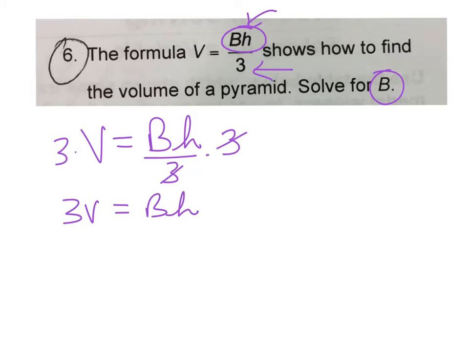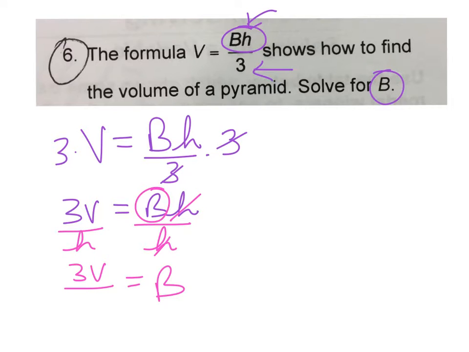Now that we want to get B by itself, that means I got to get rid of H. The inverse is division. So we're going to divide. That leaves me with B is equal to 3 times the volume divided by the height. And that answer happens to be F.